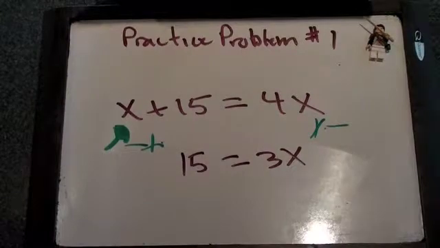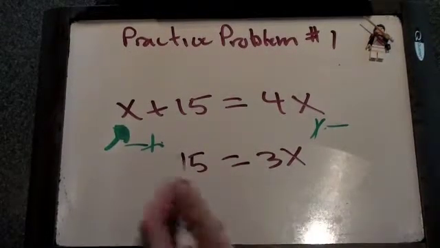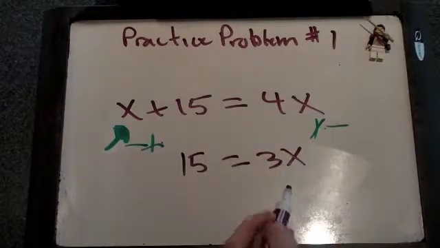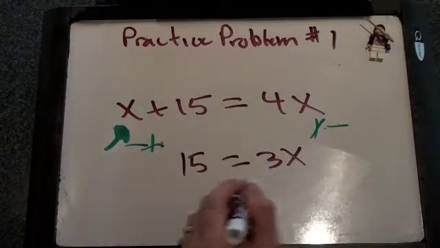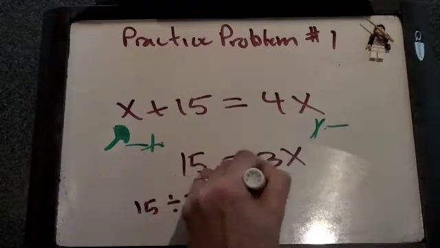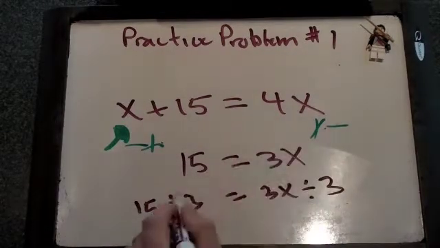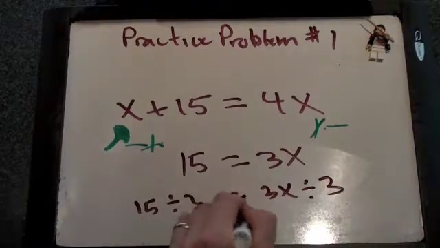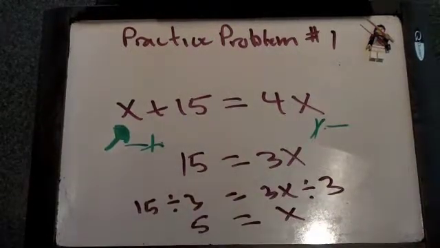Now how did you figure that out? Well, I did 15 divided by 3. Right, it's the same thing. We subtracted x from both sides, and this time we divide both sides by 3. So 15 divided by 3 equals 3x divided by 3. So that means 5 equals x. Now let's check if it's true.